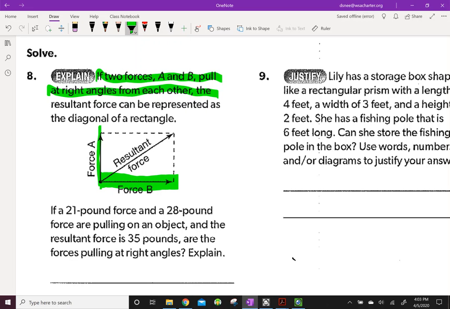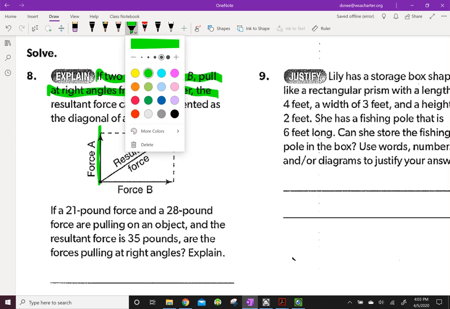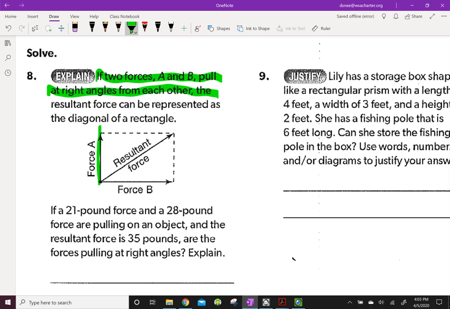Gosh, I can't seem to get that to do what I want. Let's see here. I'm just going to go force A and force B right there.